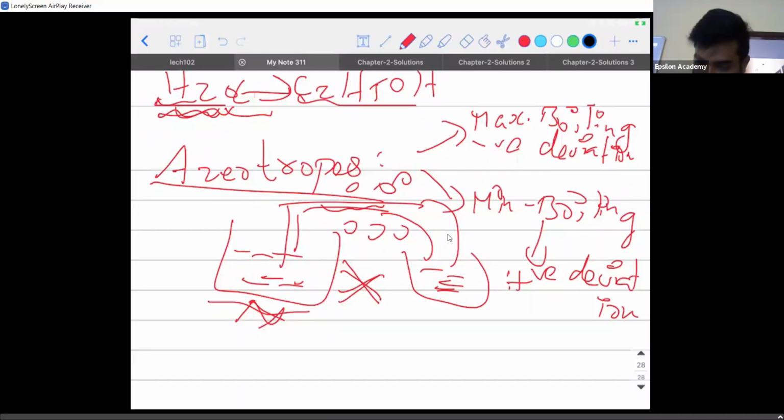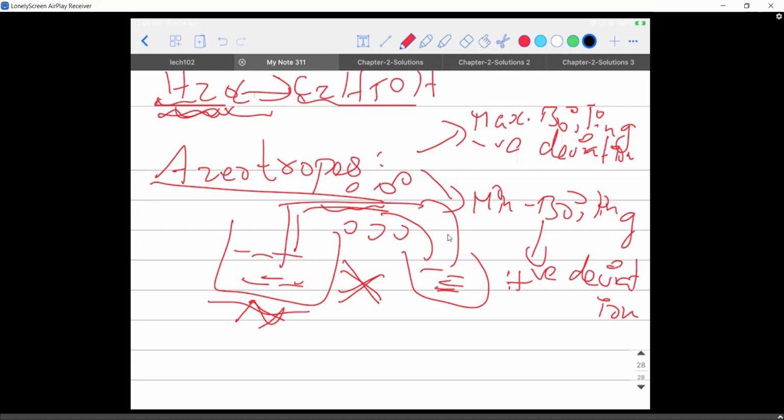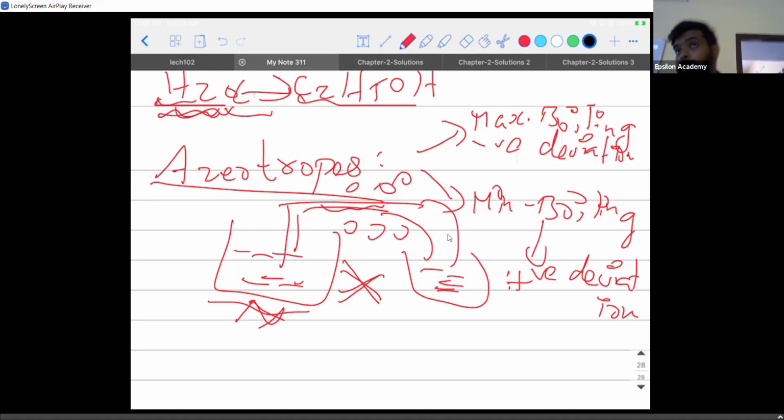No chemical composition, no chemical changes, nothing. Still, water will be water, ethanol will be ethanol only. But that mixture is going to behave as an entirely different liquid with an entirely different boiling point. Yes. Okay. I suppose the doubt is clear.